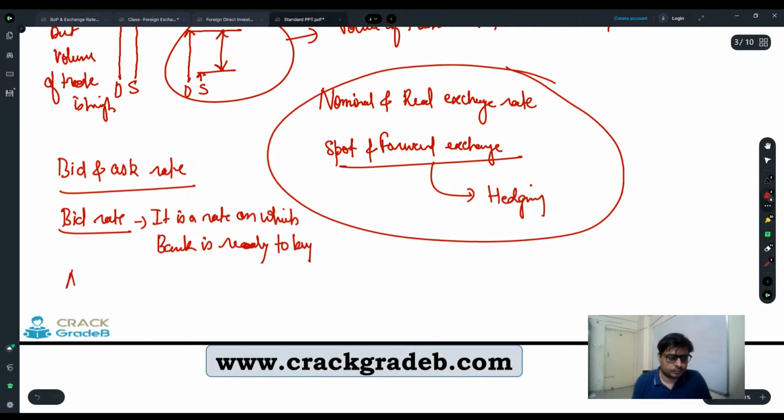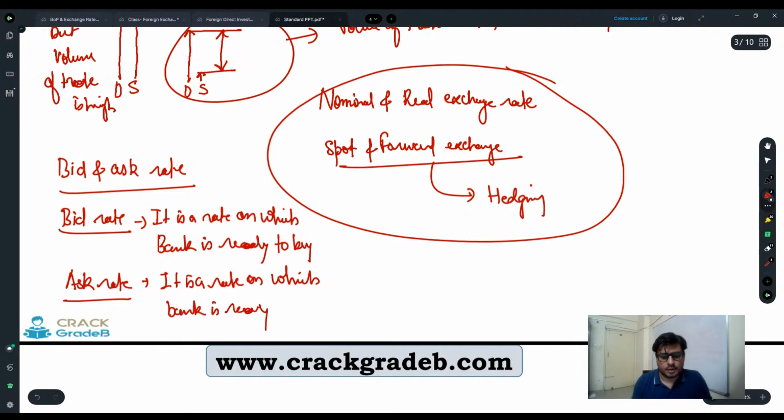Similarly, what is ask rate? Ask rate is a rate at which the bank is ready to sell foreign currency.